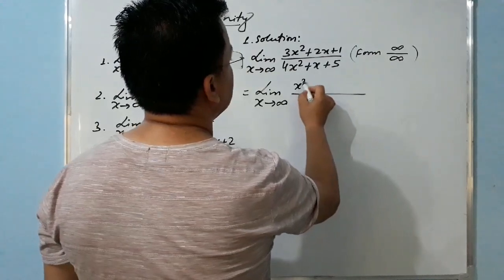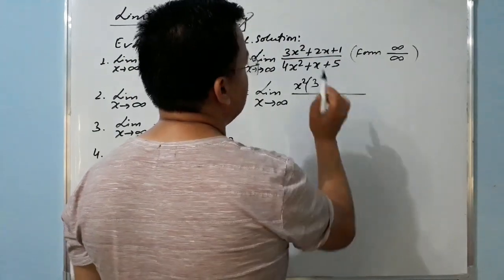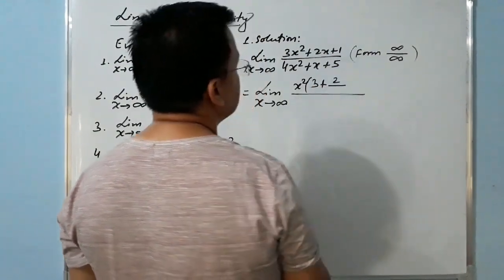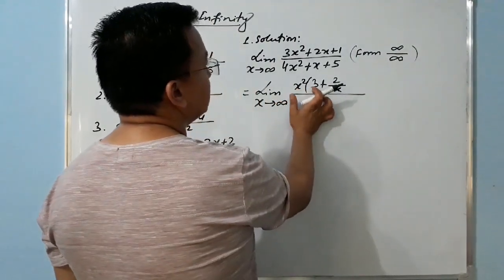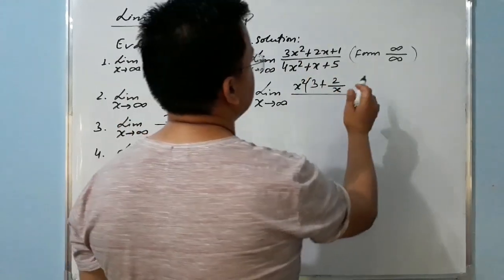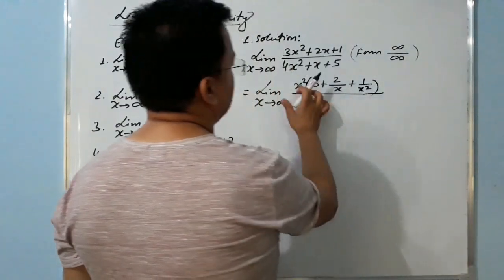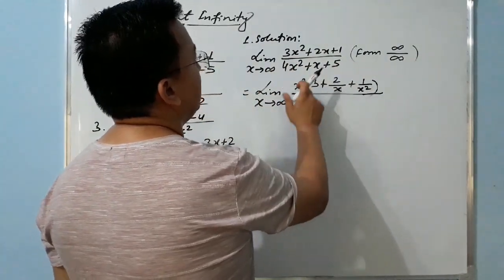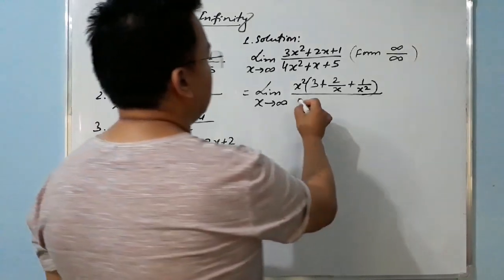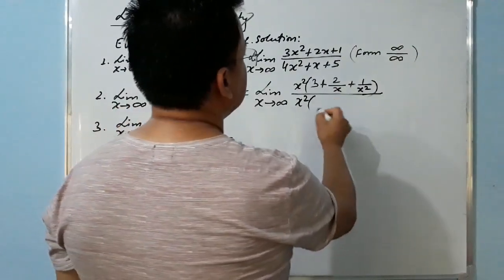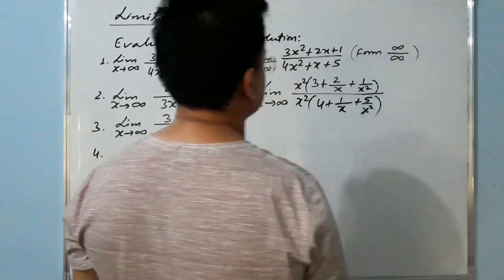So let's take x² common, and inside the bracket you will have 3, and here x is already in the term, but since we have taken x² common, you need to write x in the denominator. So 3x² gives 3, then 2x gives 2 upon x, and 1 gives 1 upon x². Same method in the denominator: x² common, 4 plus 1 upon x plus 5 upon x².